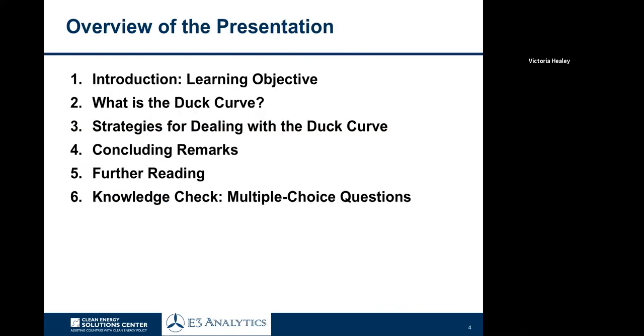So we'll start off by looking at the learning objective. We'll look at what the duck curve is and try to understand how this relates to electricity markets. We'll look at strategies for how different utilities, different companies can deal with the duck curve. And we'll conclude with some concluding remarks, a bit of further reading, and at the end there will be a knowledge check with a few multiple choice questions to make sure that everyone's been paying attention.